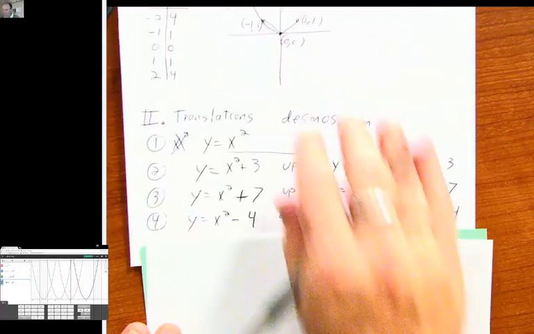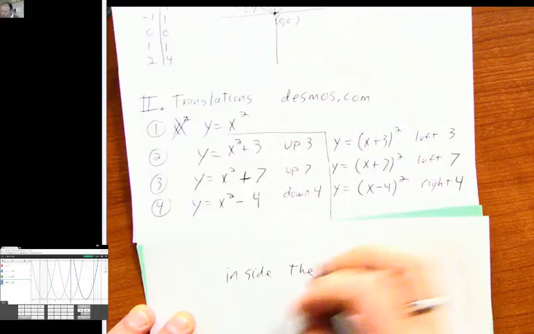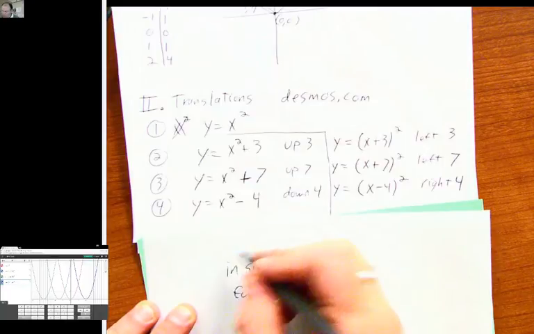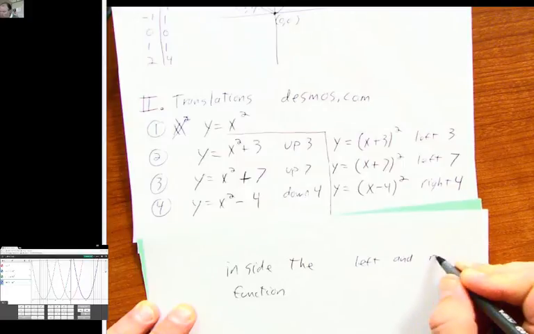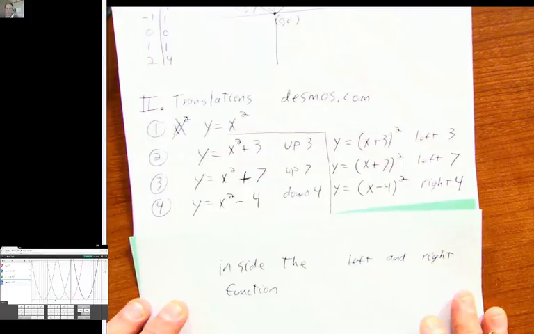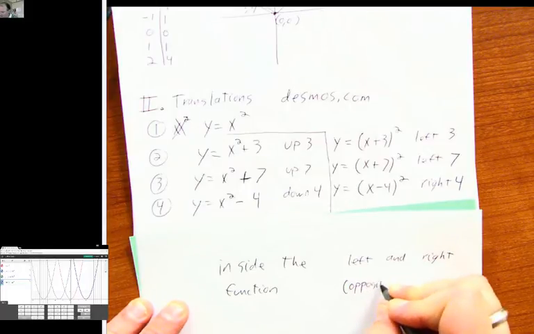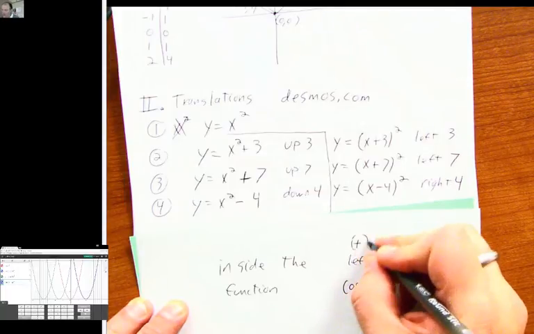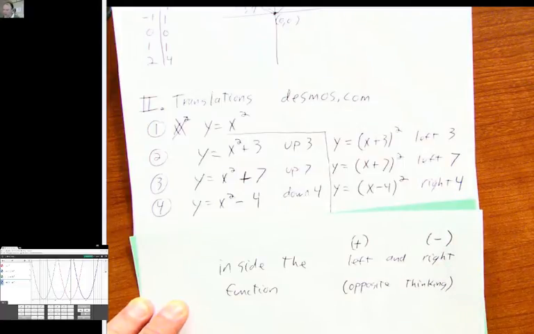So inside the function controlled it left and right. And it was kind of opposite thinking. Oh, that's a confusing point. That when we added, it was going left. When it was subtracting, it was going right.